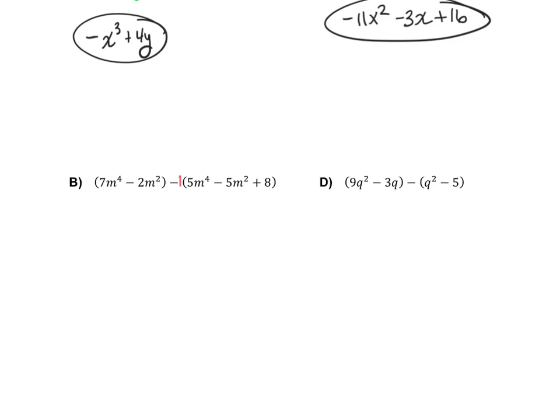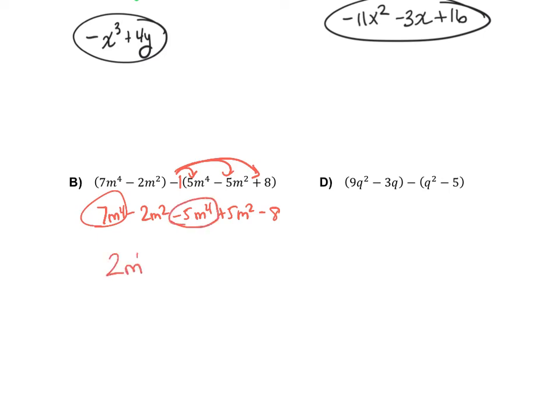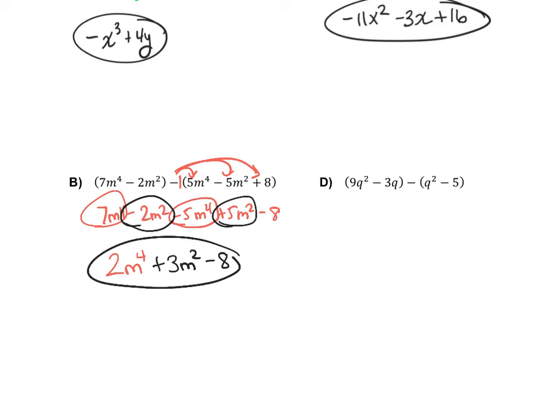Same thing here, I put my minus 1 here. It really is just going to end up changing the sign of the three terms in the parentheses next to it. So 7m to the fourth minus 2m squared minus 5m to the fourth plus 5m squared minus 8. So notice it's all opposite signs. Now looking for like terms, I have 7m to the fourth minus 5m to the fourth, which is 2m to the fourth. Then next I have minus 2m squared and plus 5, so that's plus 3m squared minus the constant 8.